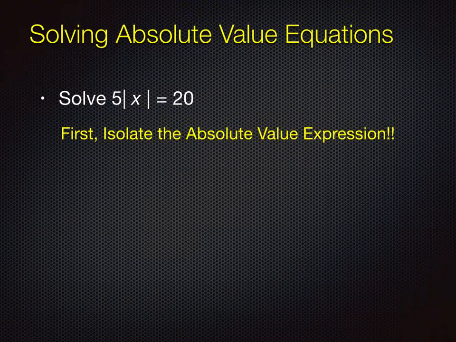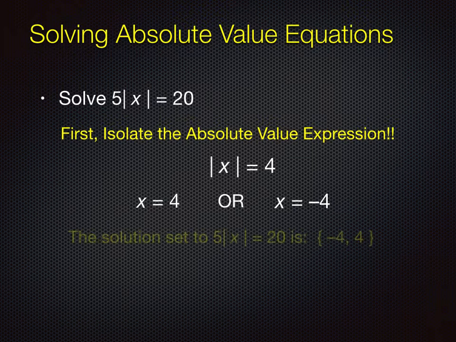First, let's isolate the absolute value expression. So let's divide both sides by 5. And an equivalent equation is the absolute value of x equals 4. Therefore, there are two solutions, x equals 4 or x equals -4. So when that absolute value expression is not isolated, that is something we have to do first.